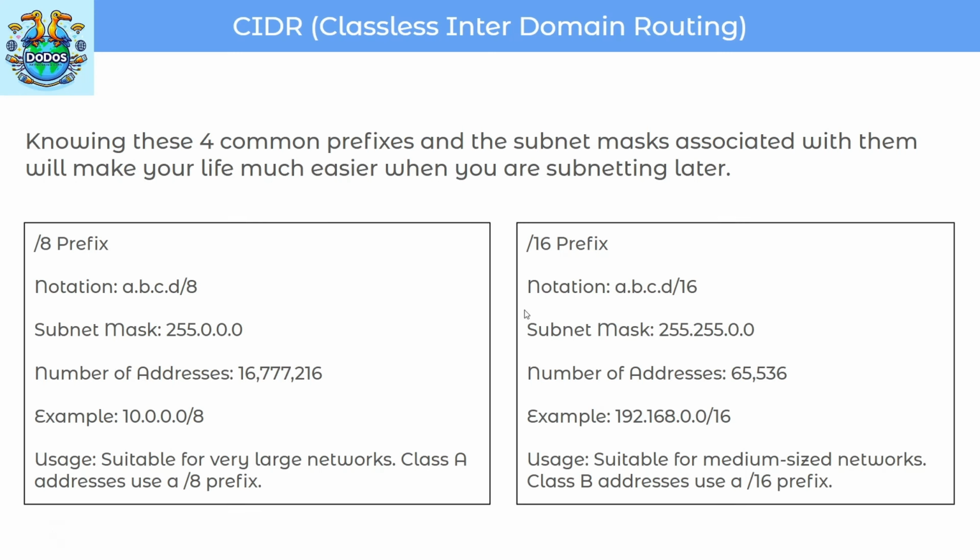A /16 prefix has the notation of this and then /16. The subnet mask is 255.255.0.0 and it holds 65,536 addresses. An example can look like this, and it's used for medium-sized networks, and you'll see it with Class B addresses, which use the /16 prefix.